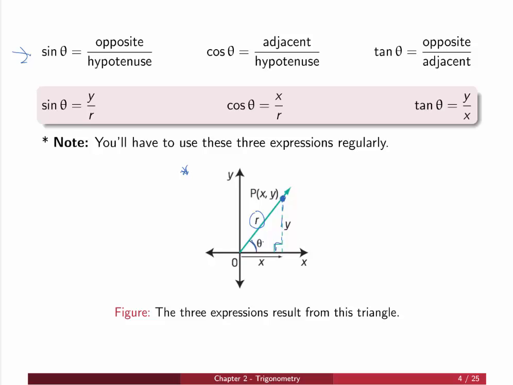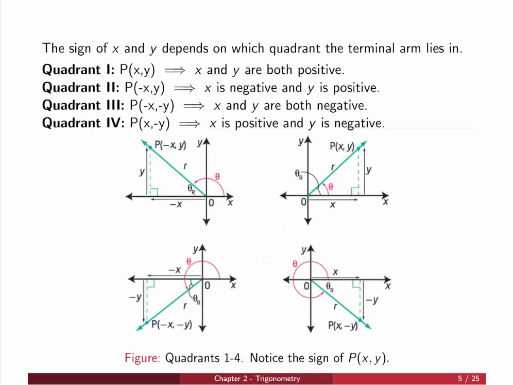Sine, for instance, is opposite over hypotenuse, which is y over r. That's where this comes from, y over r. Cosine is x over r, because it's adjacent over hypotenuse, and tangent is y over x. That's where these come from. You're going to have to commit these relationships to memory.